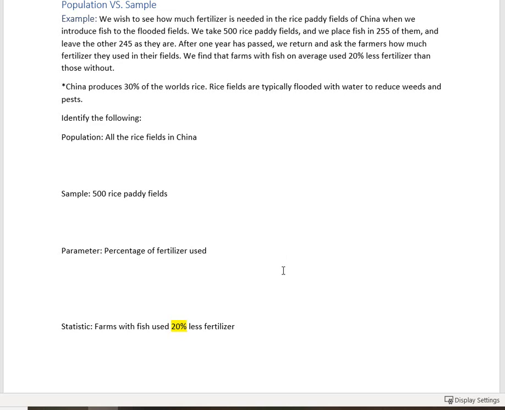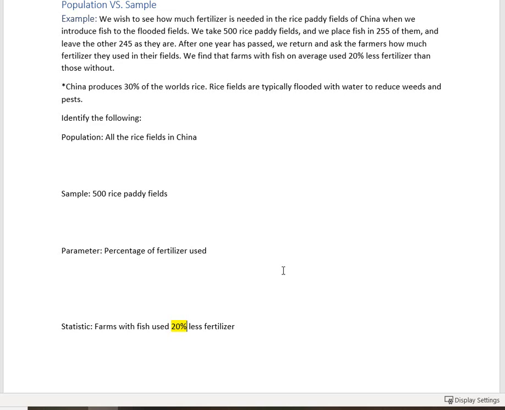Also, something to note since we're going to get there soon is that notice that we had 255 rice fields that we did put fish on, but then we left the other 245 alone. The reason for that is that 255 is going to be our experimental group, i.e., the one that we apply our treatment on. The 245, that's our control. That's one that gives us our baseline.